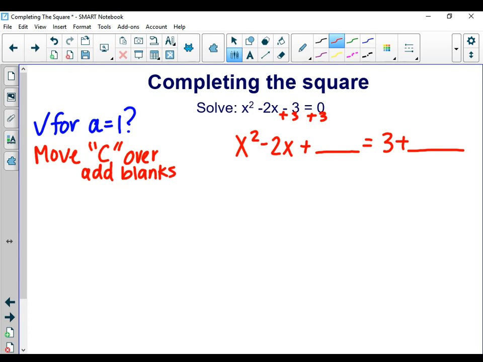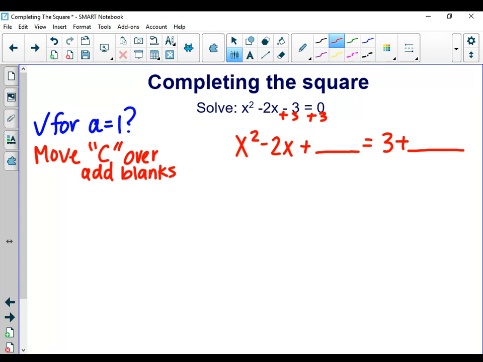Why would I add a blank on each side? Okay, so here's the thing. I can manipulate a problem all day long as it keeps the equation true. So if I want to add 12 to one side, I can add 12 to the other side, and it still doesn't change the value of the problem.